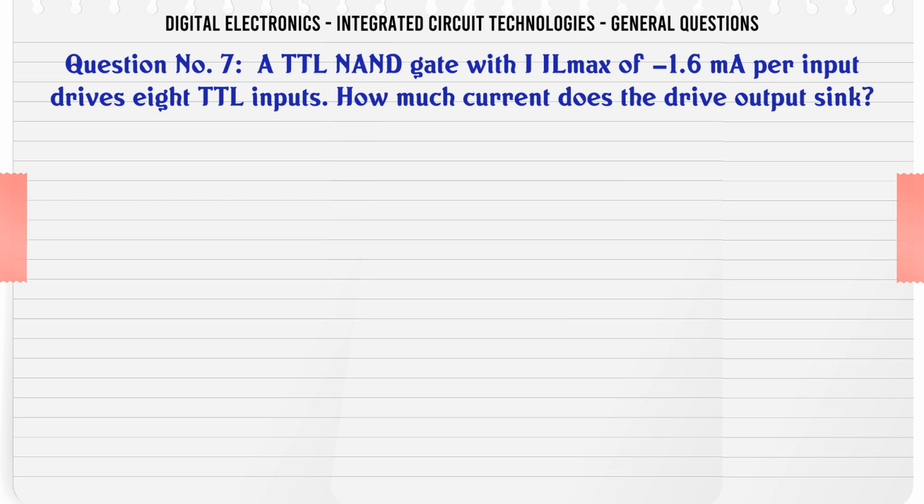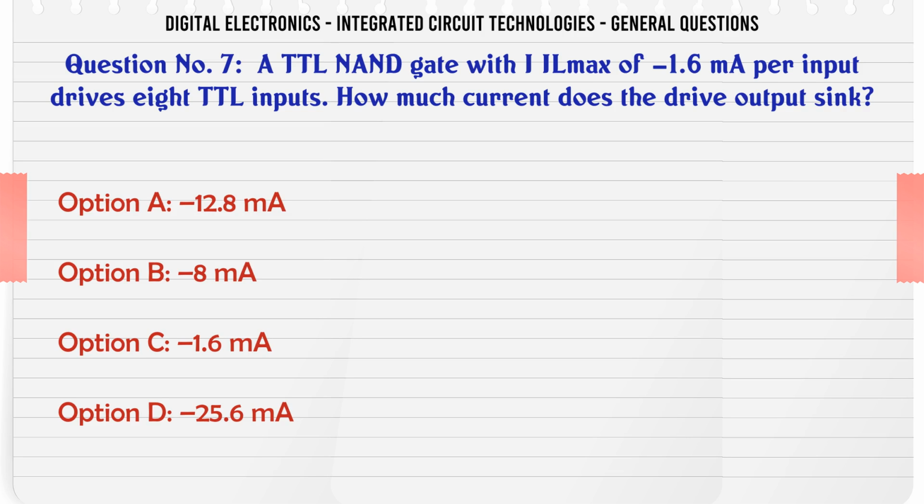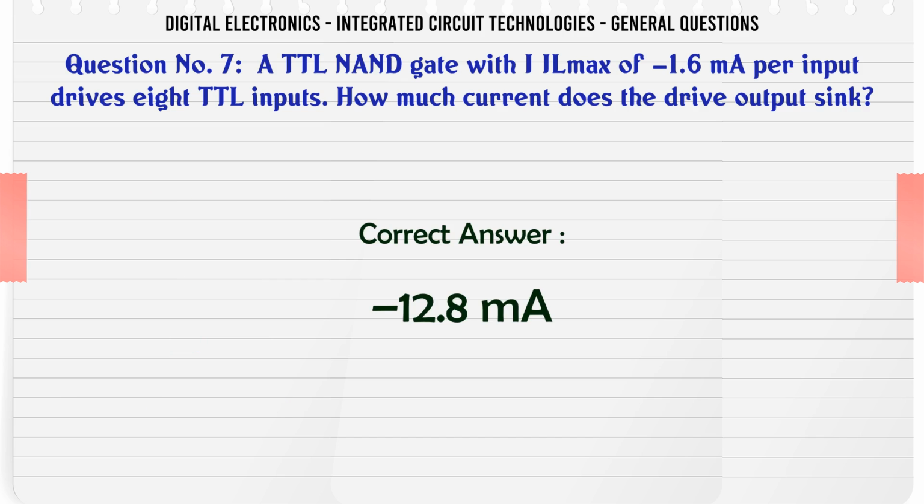A TTL NAND gate with IILmax of 1.6 mA per input drives 8 TTL inputs. How much current does the drive output sink? A, 12.8 mA. B, 8 mA. C, 1.6 mA. D, 25.6 mA. The correct answer is 12.8 mA.